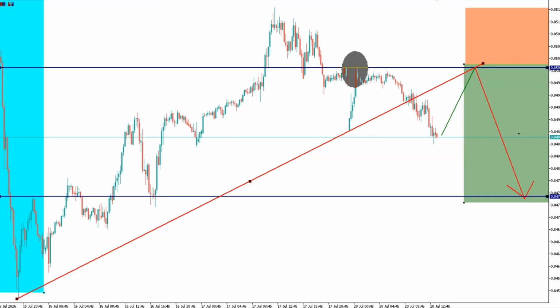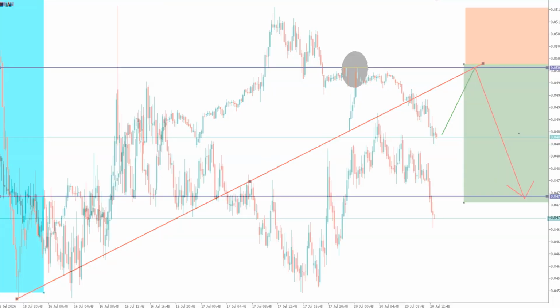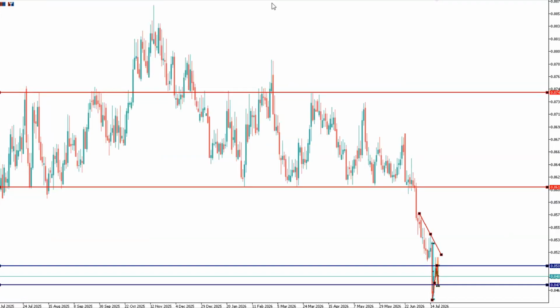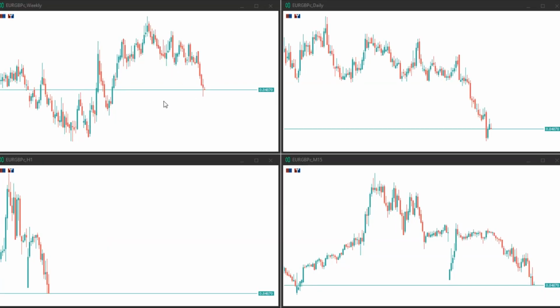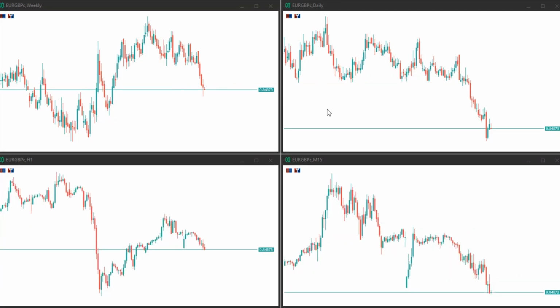The secret to mastering EUR/GBP and avoiding its classic consolidation traps is multi-timeframe analysis. In just 2 minutes, I'm going to show you how to top-down analyze this specific pair from the weekly chart all the way down to the 15-minute chart for a high probability entry.